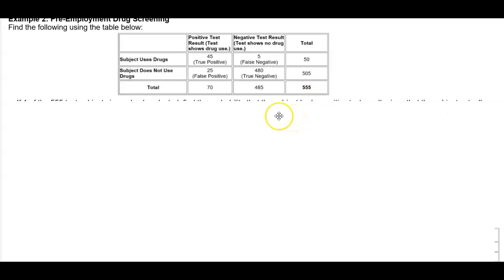Okay, it's important to do that before each problem like this, because you're going to use these numbers somehow, some way in a particular problem. You may not use all of them, but it's good to get familiar with them.